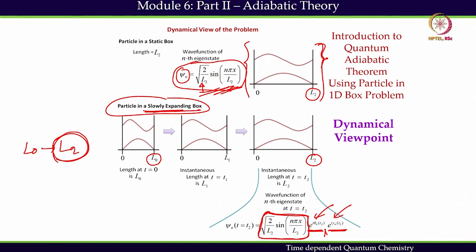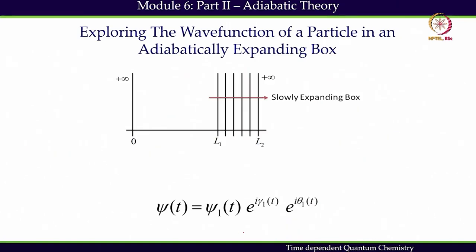So, this is the dynamical viewpoint of the entire theory which we have presented, and the entire derivation is to get this final expression for the wave function. Final wave function, and there is no n here. This is actually the state at this time.